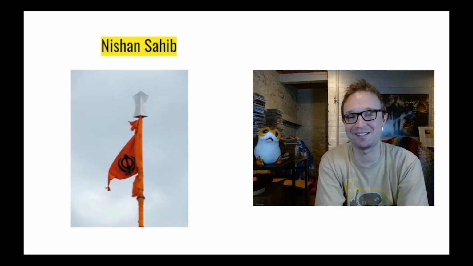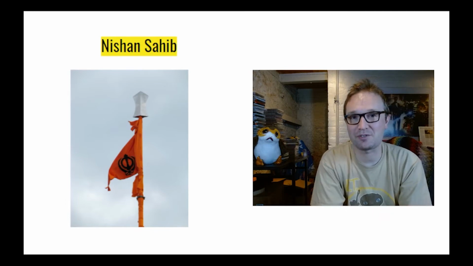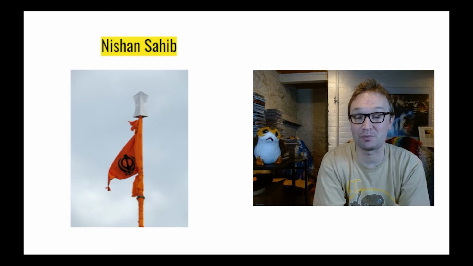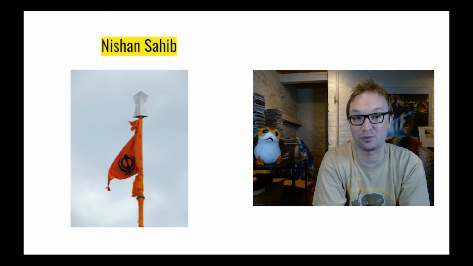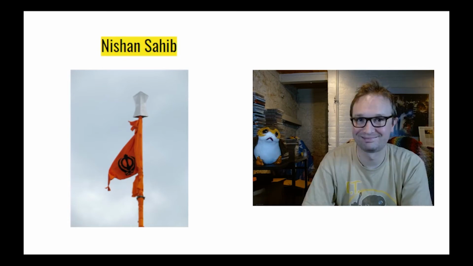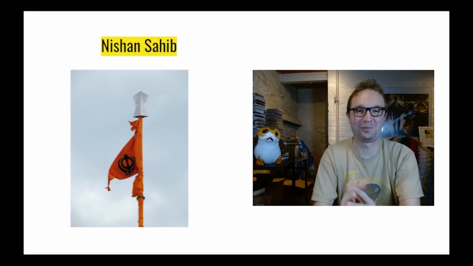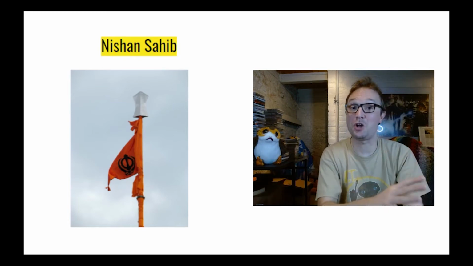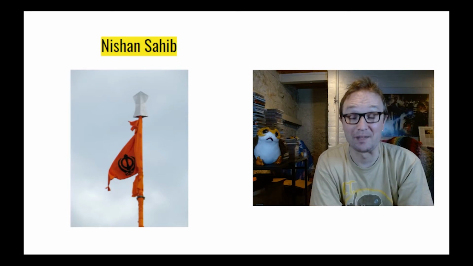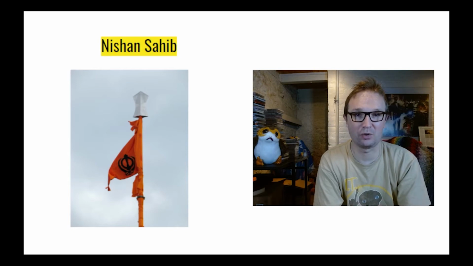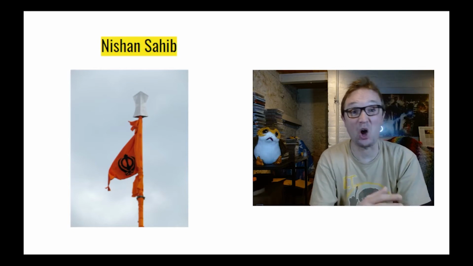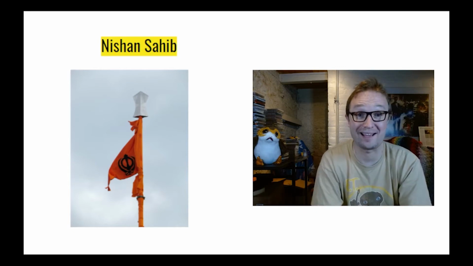Our first symbol is the Nishan Sahib, which is a triangular flag seen outside Sikh places of worship, the Gurdwara, and it can also be used in important religious festivals in the Sikh community. The word Nishan comes from the country now called Iran or Persia, and it means flag. Sahib comes from an Arabic phrase meaning master or honorific. So you literally have a holy flag or important flag.